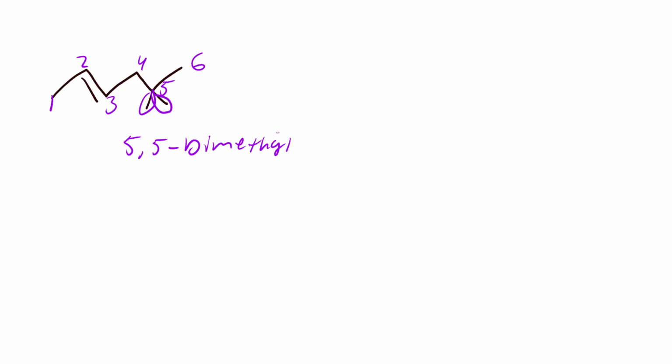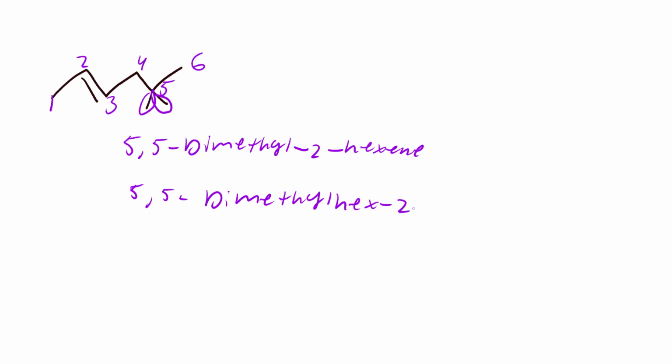And I mean, we're halfway there. Might as well write out the full name. My double bond is occurring from the 2nd and 3rd carbon. Well, we're going to say it's on the 2nd carbon, so 2 dash. Now this is a hexene, so it is hex-ene. Another way you can write it is 5,5-dimethyl hex-2-ene. Just kind of like bring that 2 right there between the hex and the ene.